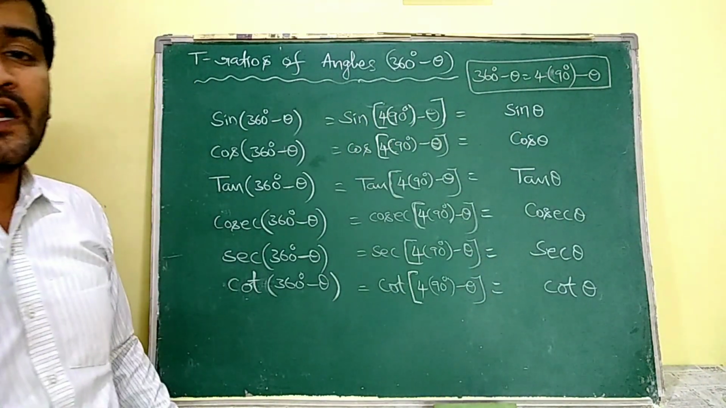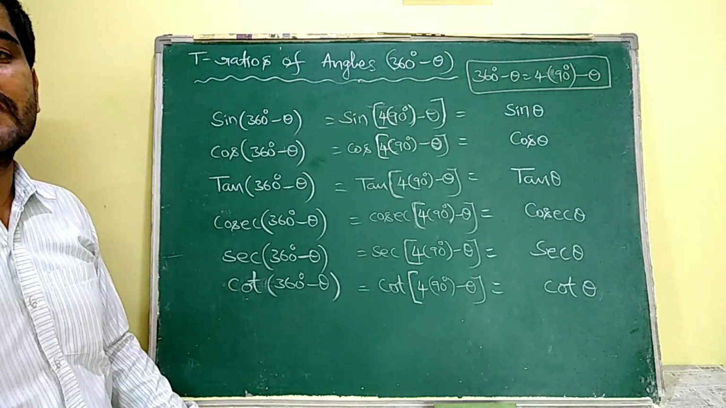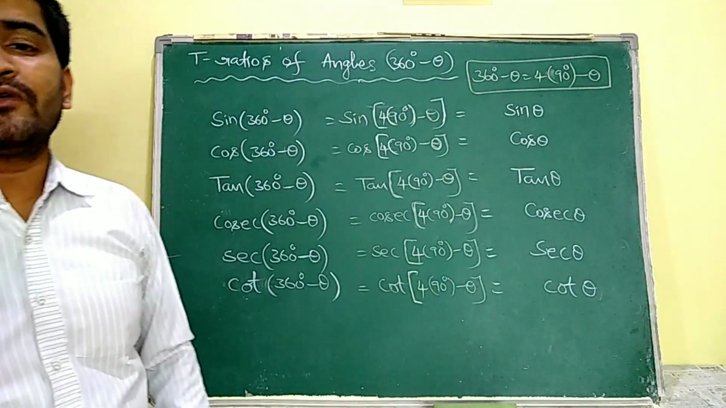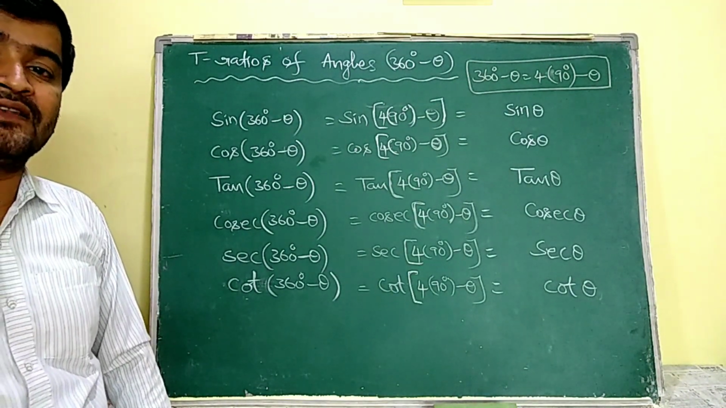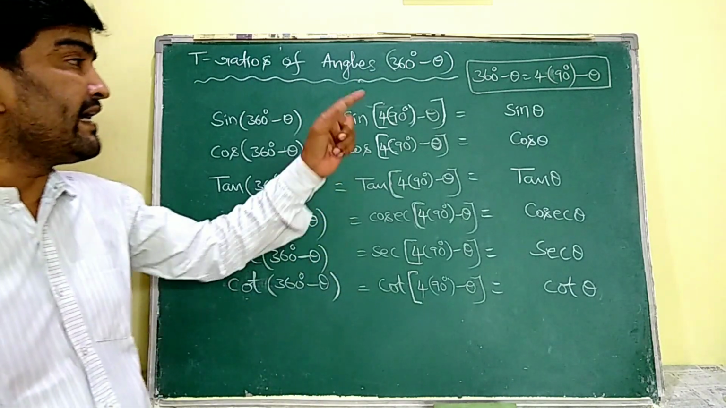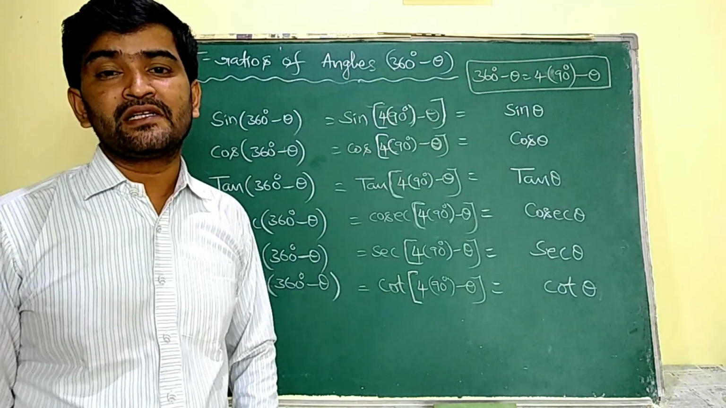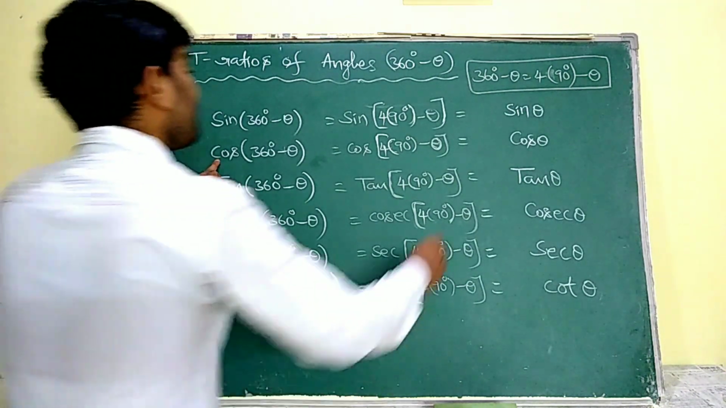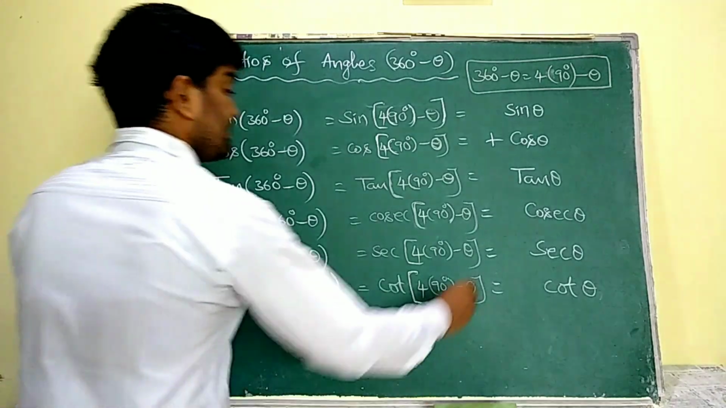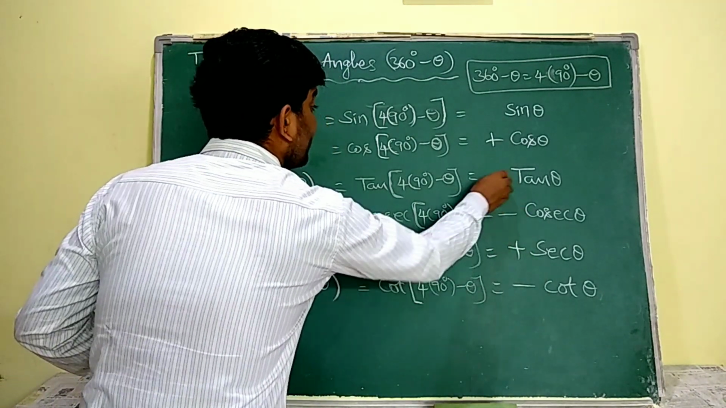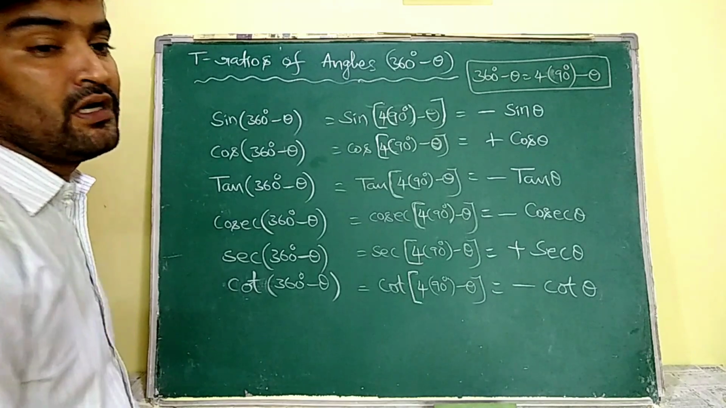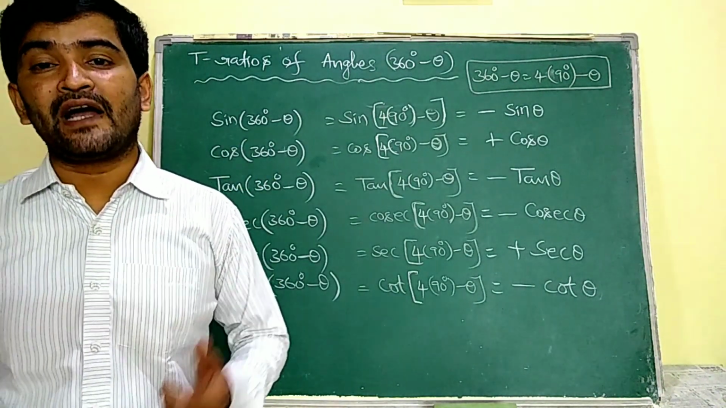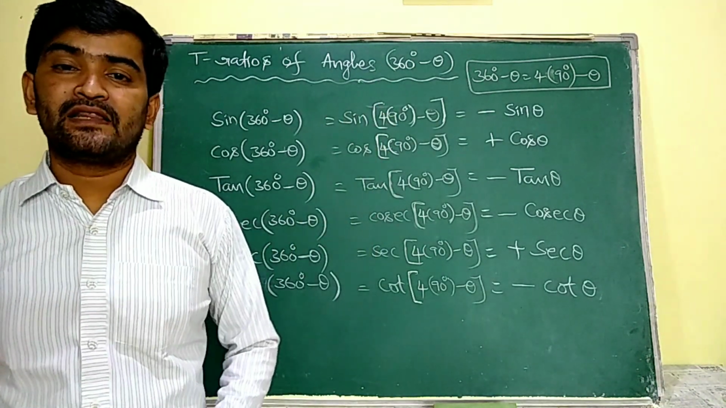Now then I have to assign its sign. For that I have to check to which quadrant the given angle belongs. This angle is 4 into 90 minus theta. That means it is still in the fourth quadrant only. If the angle is in the fourth quadrant, then we know that cos and secant values are only positive. See, cos is positive, secant is positive. Rest of all the trigonometric ratios are negative here. Okay, in this way we are going to calculate the trigonometric ratios of the angles 360 minus theta.